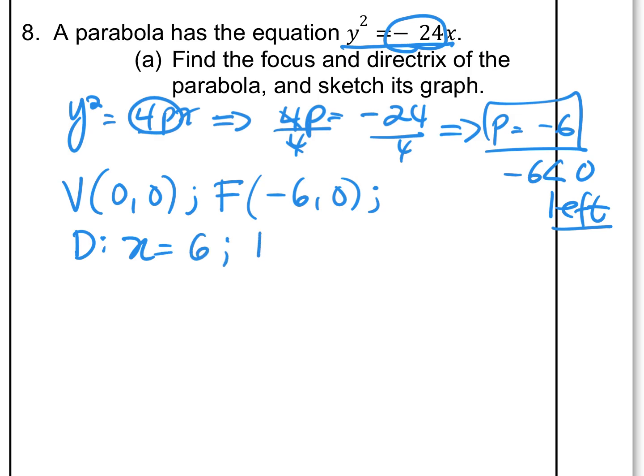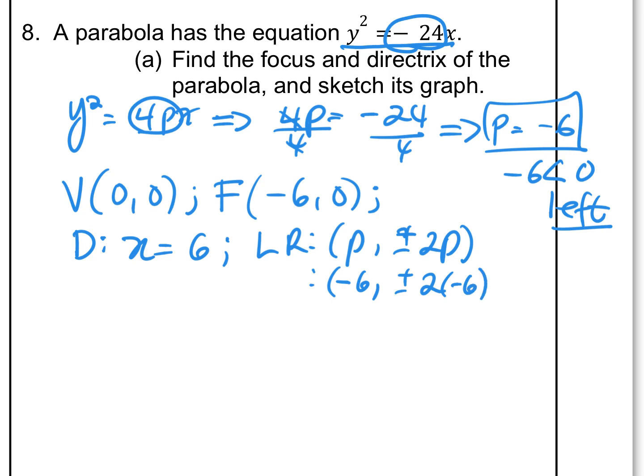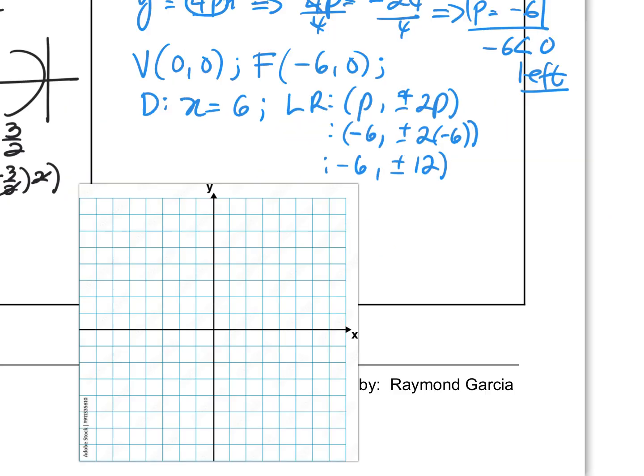Now the latus rectum's coordinates is going to be located at p and then plus or minus 2 times p. So that's going to give you p is negative 6 and then plus or minus 2 times negative 6. Simplifying further, this is going to give me negative 6 and then plus or minus 12. So let's graph the information that we have taken earlier.